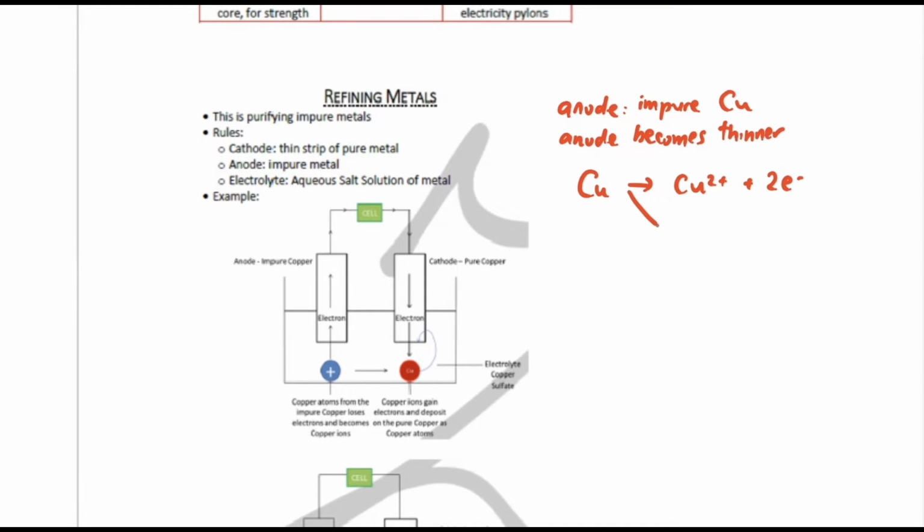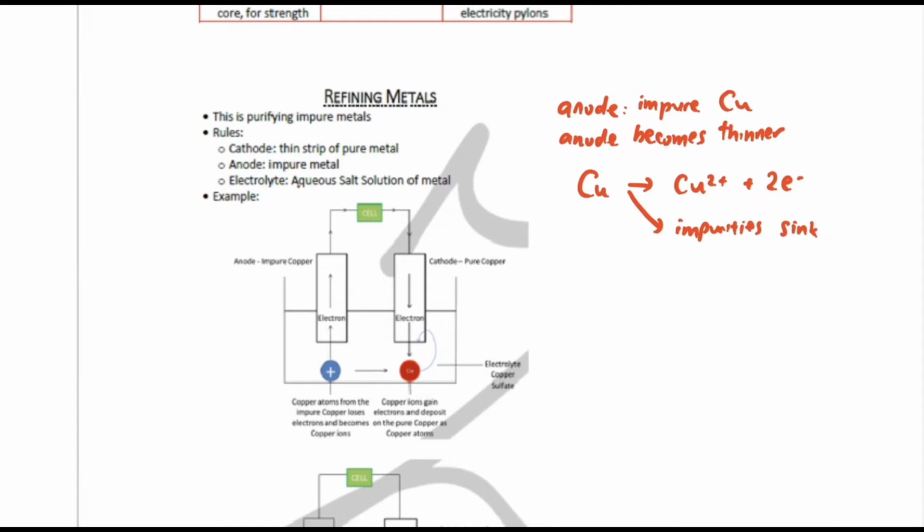At the meantime, the impurity sinks at the bottom of the electrolyte. That will sink around here. Okay? And then leaving the Cu2+ to continue its journey and come over here and get electrons and stick to the cathode. So what comes here is the pure Cu2+, which becomes Cu. So that's why we are able to purify the copper, leaving the impurity here. So that is how it works.